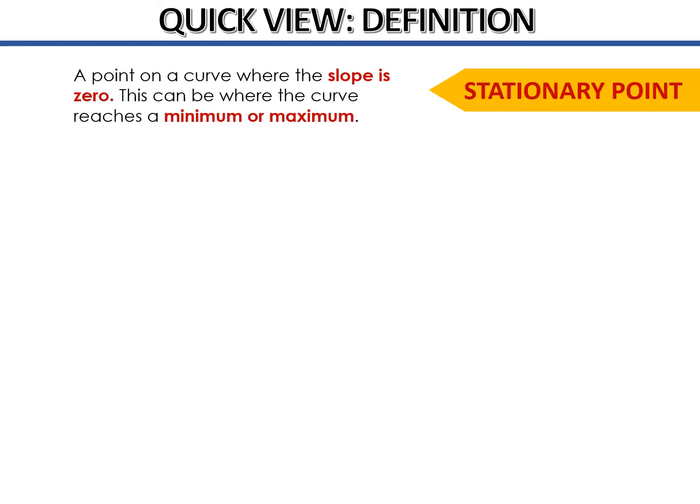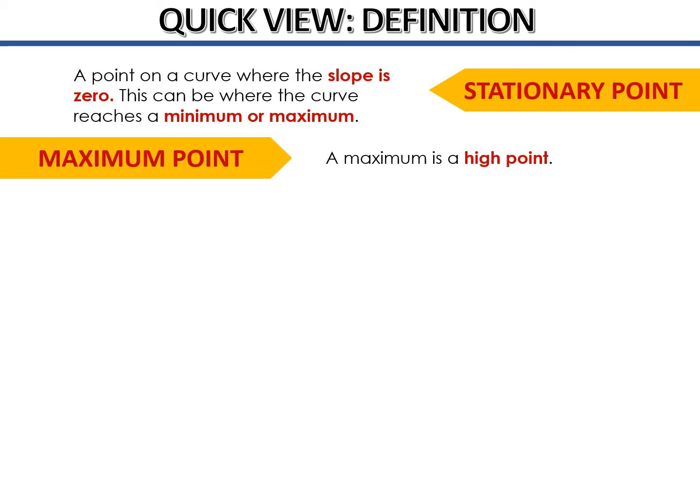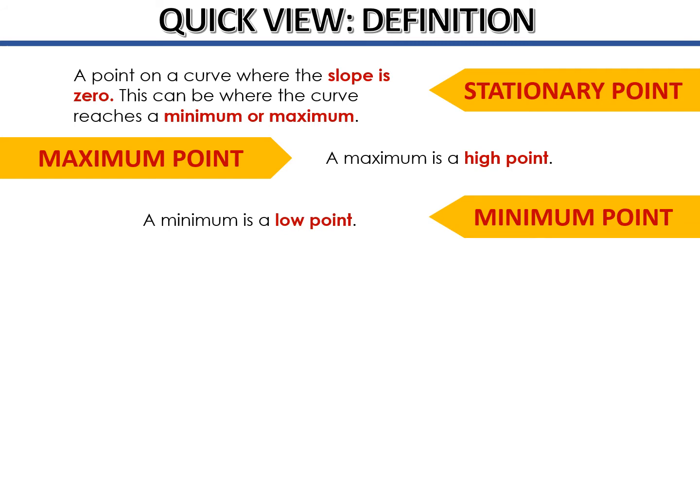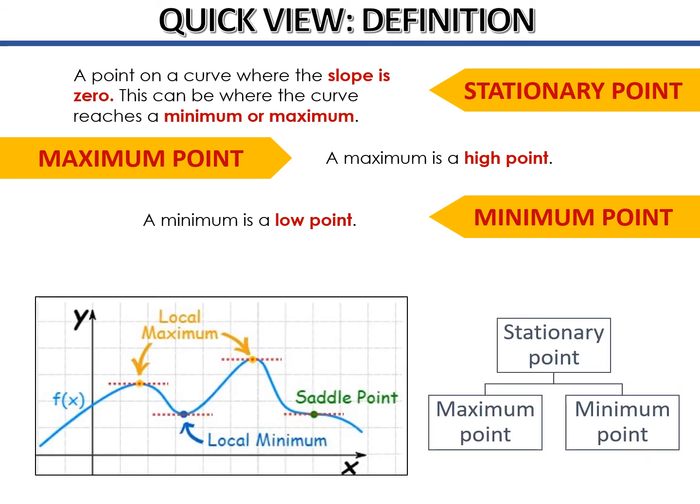Before we proceed, let's take a quick view of the definitions. First, we have the stationary point, which is a point on a curve where the slope is 0. This can be where the curve reaches a minimum or maximum. While a maximum point is a high point and a minimum point is a low point. And stationary points consist of maximum points and minimum points.